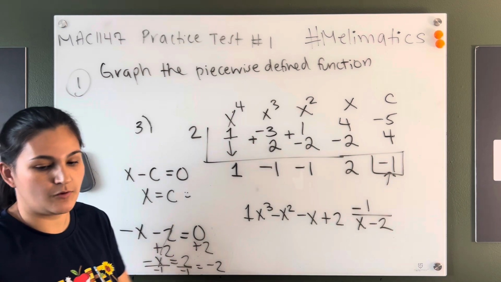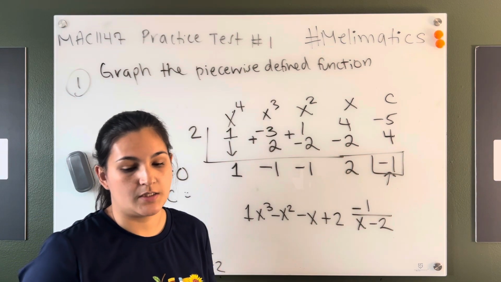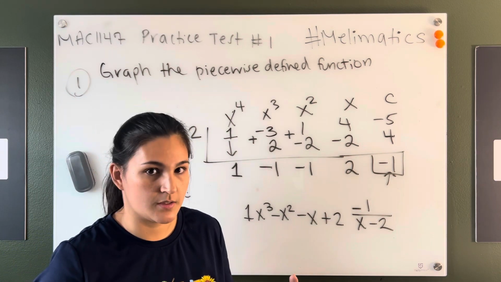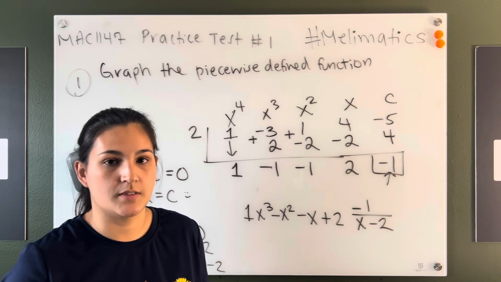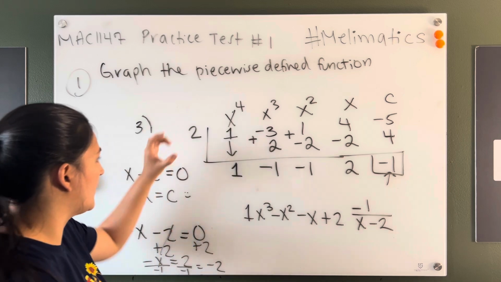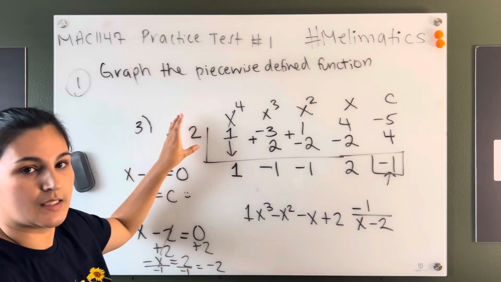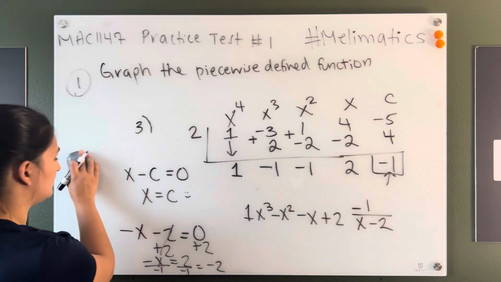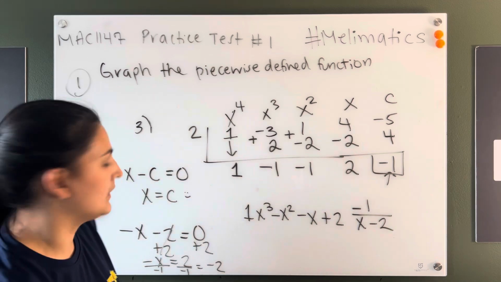So basically, if you ever have a divisor that's of the form a variable plus or minus a constant, set it equal to 0, solve for that c, and that number is the one that you're going to put on the outside of the synthetic division box. So I'll update that.